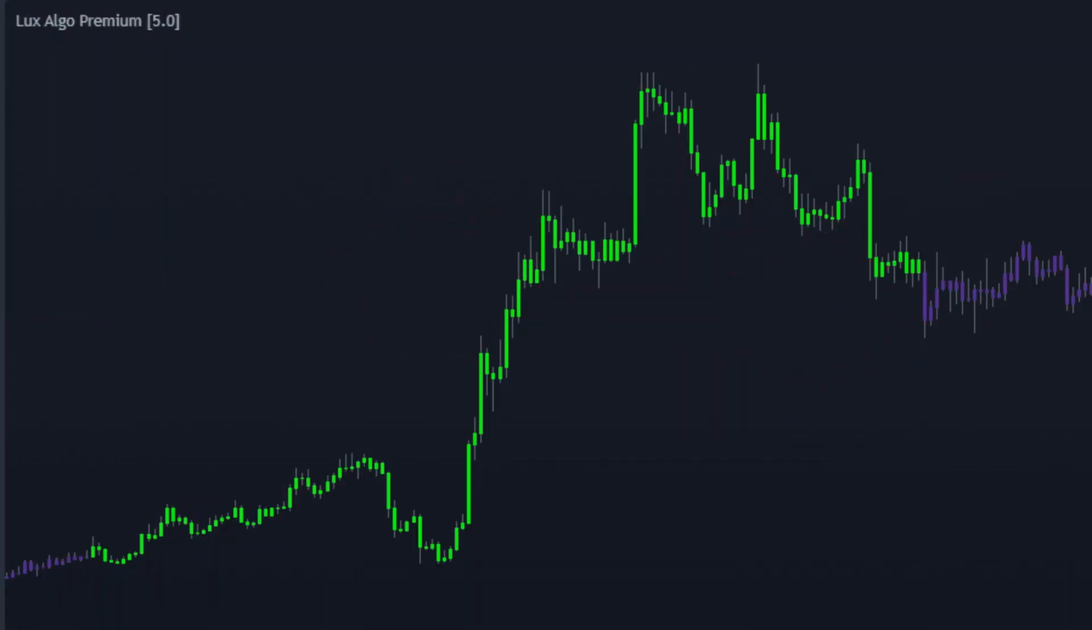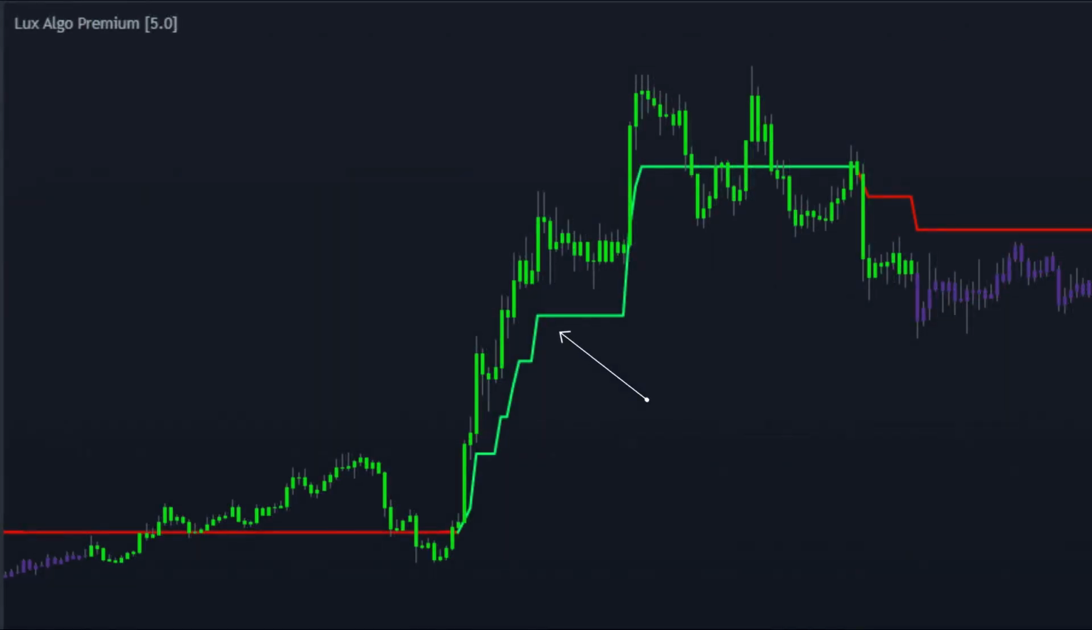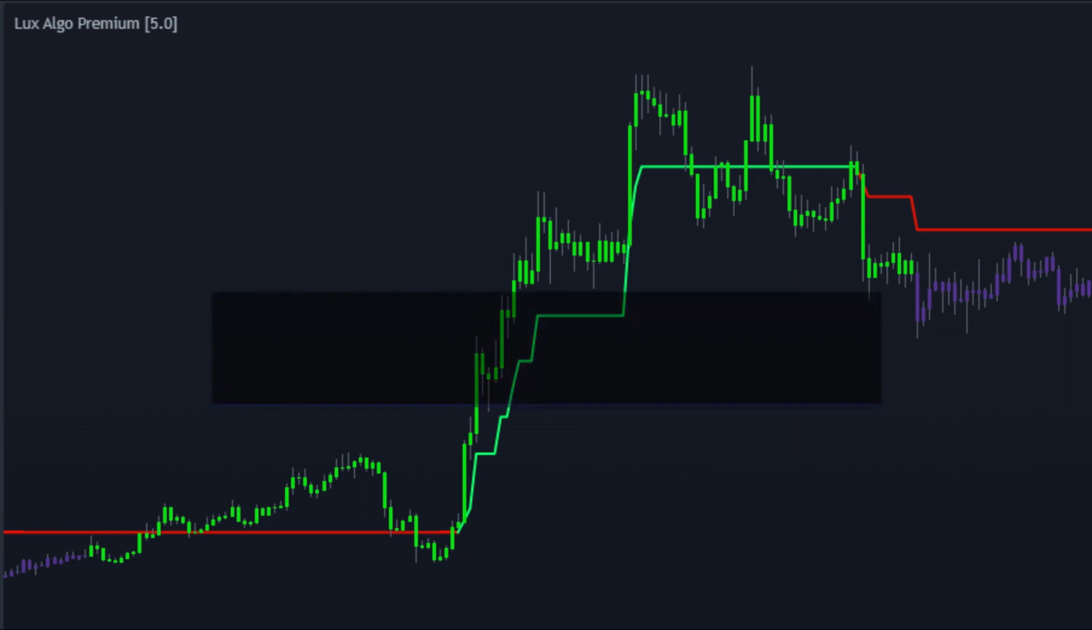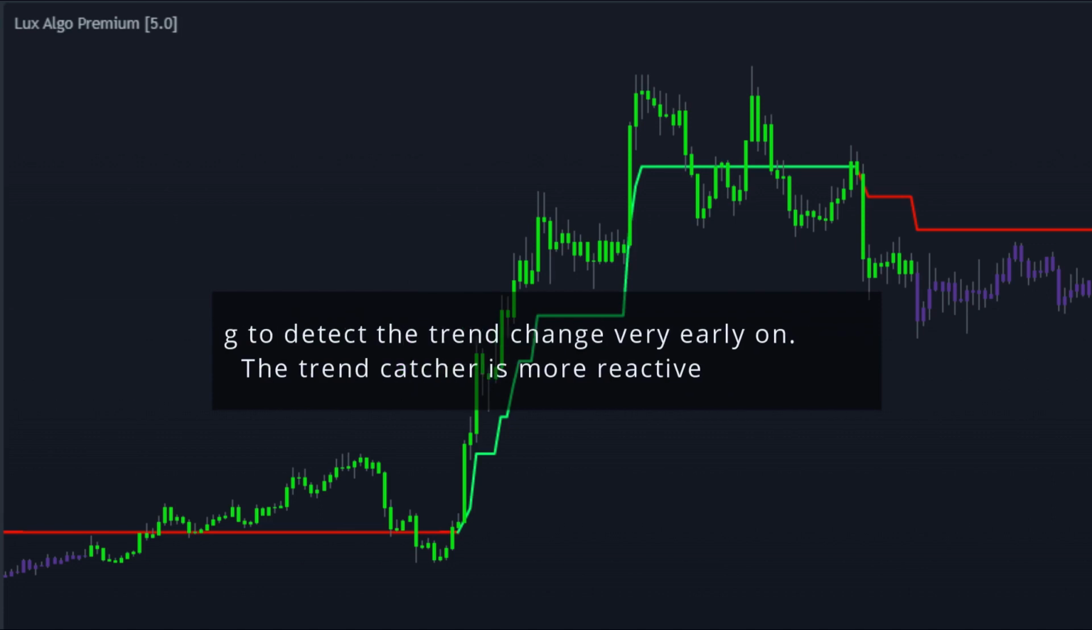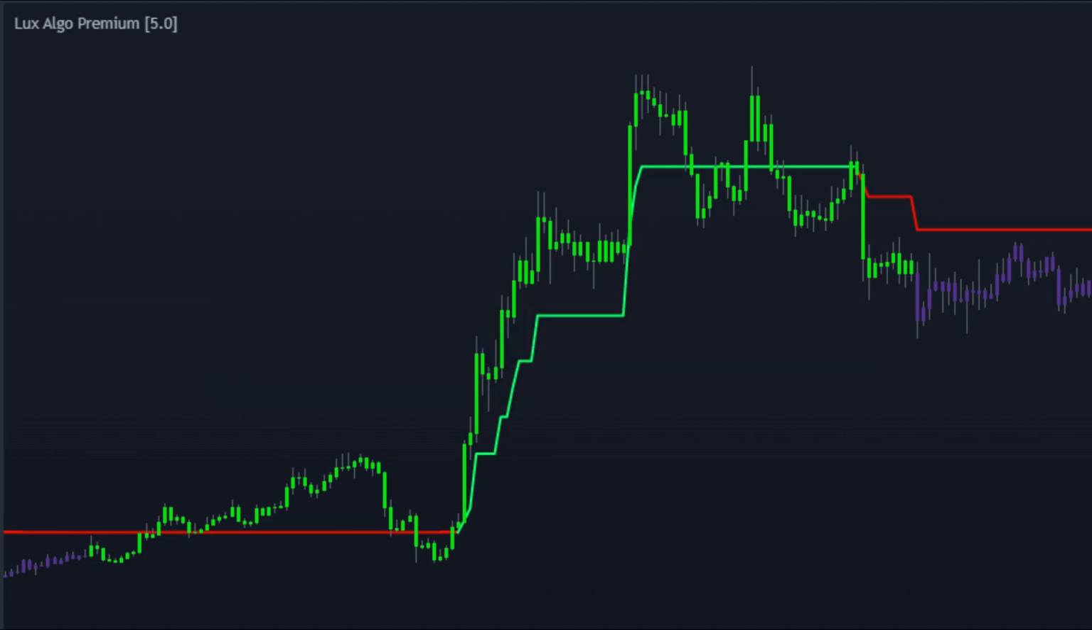The trend catcher is similar to the trend tracer, in that it also turns green in an uptrend and red in a downtrend. However, the trend catcher is more predictive, aiming to detect the trend change very early on. The trend catcher is more reactive. We like to use the trend catcher as an early warning system that price could change.